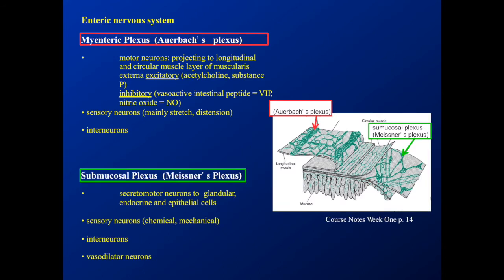The reflexes are generally passed up and down these plexuses, the myenteric plexus and the submucosal plexus, and this kind of reiterates what we've seen in the past. Excitatory is acetylcholine and substance P. Inhibitory is vasoactive intestinal peptide and nitric oxide.